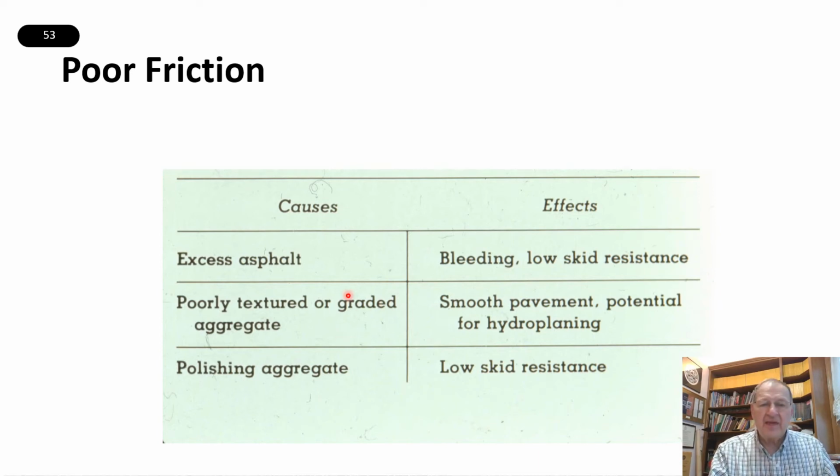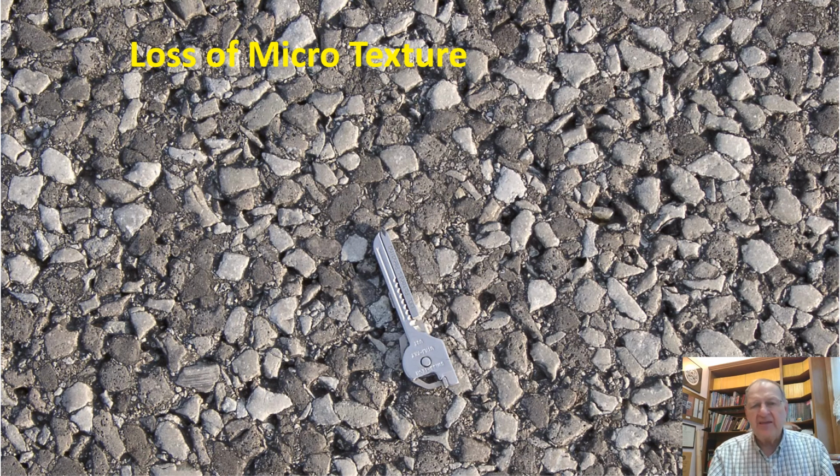The other thing that can cause it is smooth aggregates. Now, these can be smooth either because I used very smooth aggregates originally, no crush count and smooth polished gravels, or an aggregate that polishes, like a limestone. So what happens with limestone is that it does not have a crystalline structure.